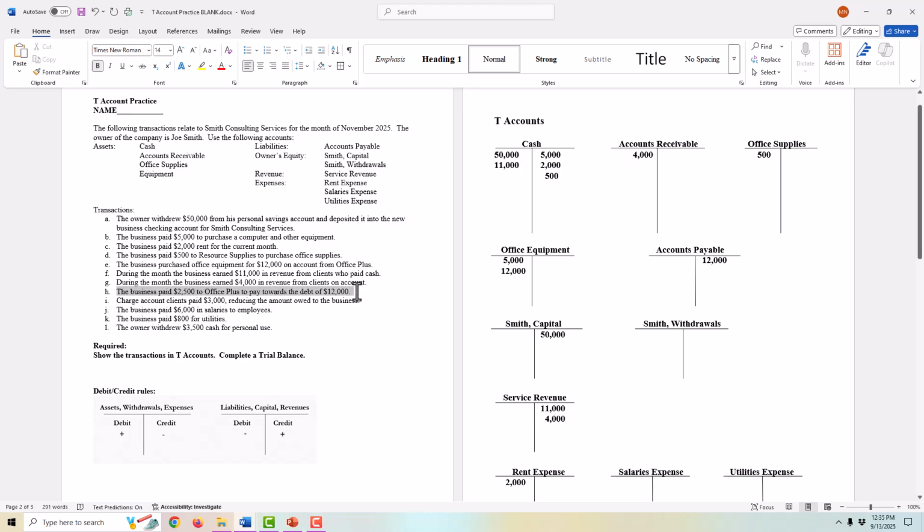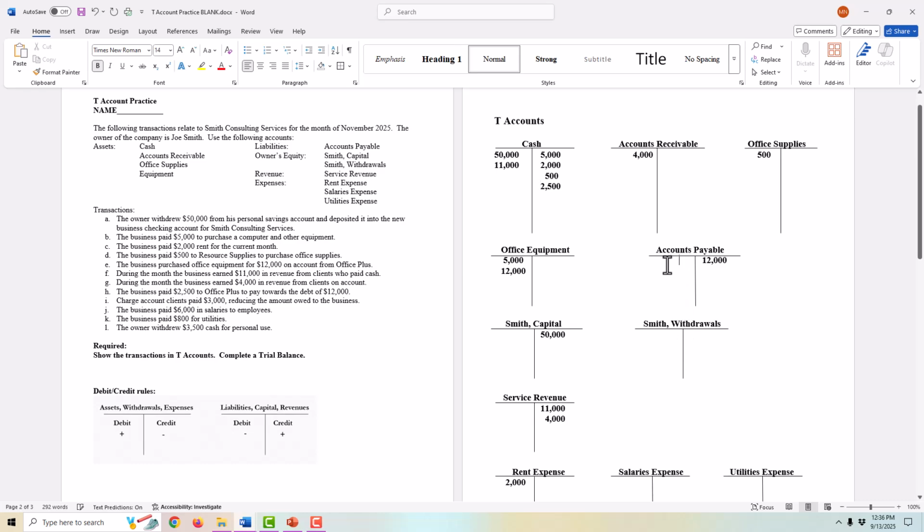In the next transaction, the business paid $2,500 to Office Plus towards the debt of $12,000. So they're referring to the debt up here where they purchased equipment on account. They're simply paying $2,500 towards the $12,000 that they owe. So this is going to affect cash because they're paying cash, and it's also going to affect accounts payable. So it's going to subtract from cash. So I'm just going to put $2,500 on the credit side of cash. Cash is an asset. So anytime I subtract from cash, it would go on the credit side.